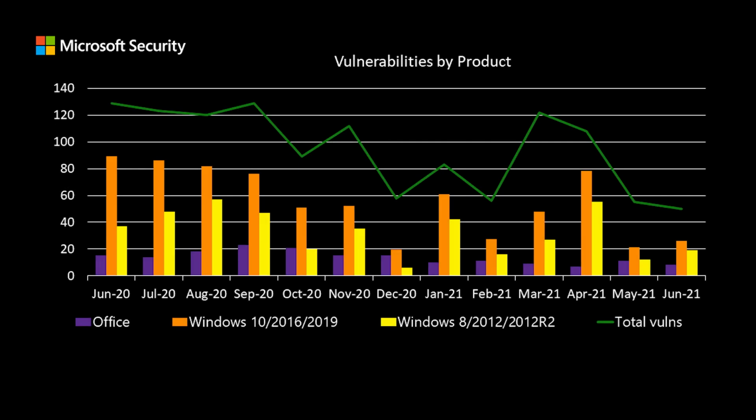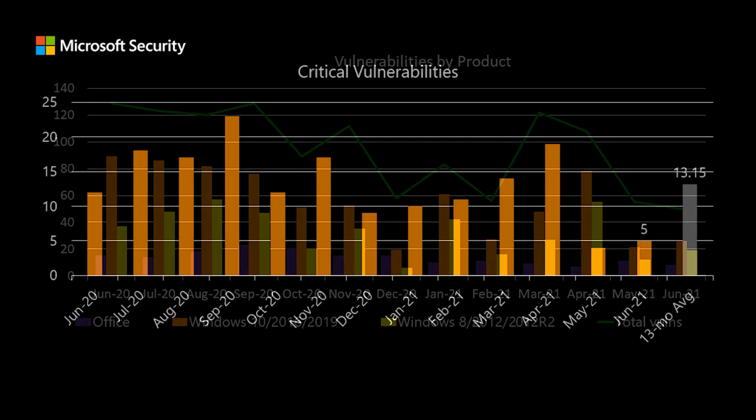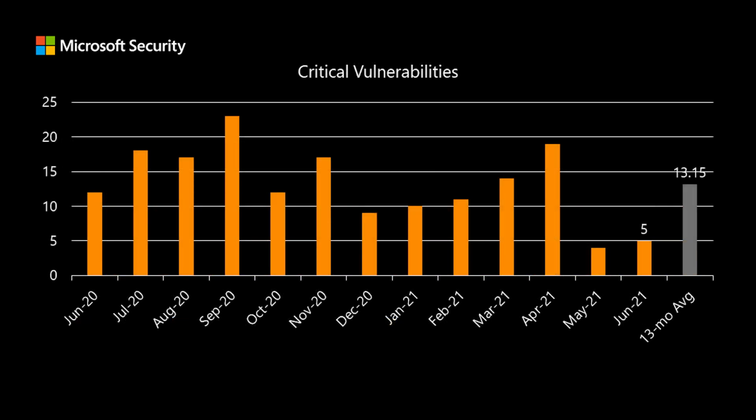So when we look at our release for June, we have 50 total vulnerabilities that are being addressed this month, which is just around half of our average over the past 13 months of 95. So that lowers the total count of some of our other vulnerabilities, such as critical. We only have 5 this month, where we normally see 13 vulnerabilities.